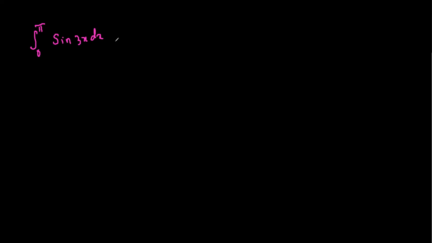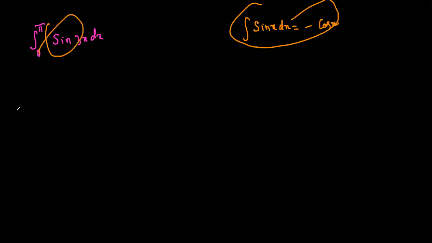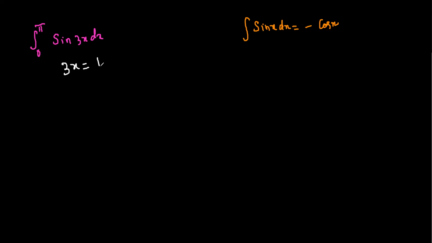For the substitution rule, I'm not understanding what did we do? So we have two different functions here. You know only integration of sin x, that is minus cos x, but you don't know how to integrate sin 3x, right? This is the problem. This is a basic formula, but this is not basic. So what will you consider? You have to consider 3x is equal to t, right?